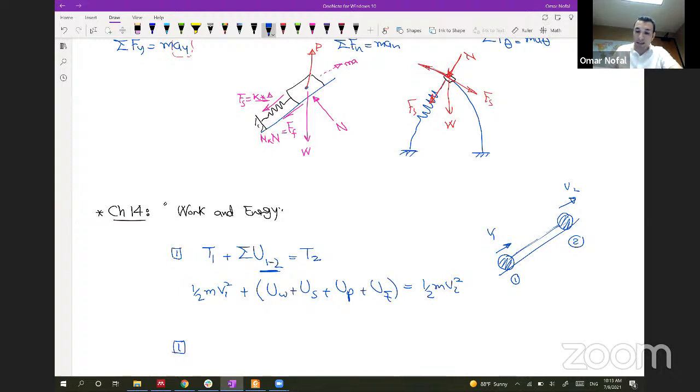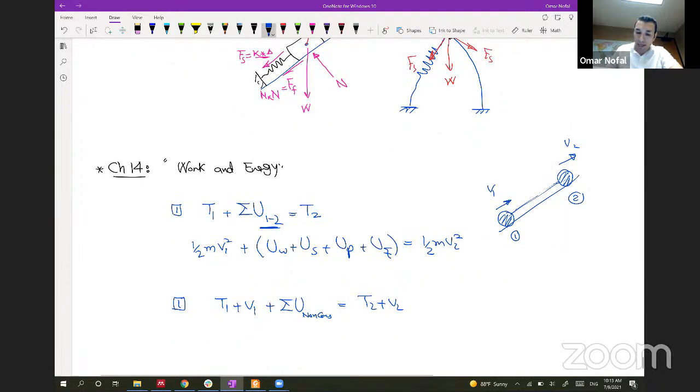So it's an equation where you put the kinetic energy plus the potential energy plus the work done by the non-conservative force, and let's call it U non-conservative, which will be equal to T2 plus V2. And this will be half m V1 squared, which is the kinetic energy, and the potential energy only comes from the weight and the spring.